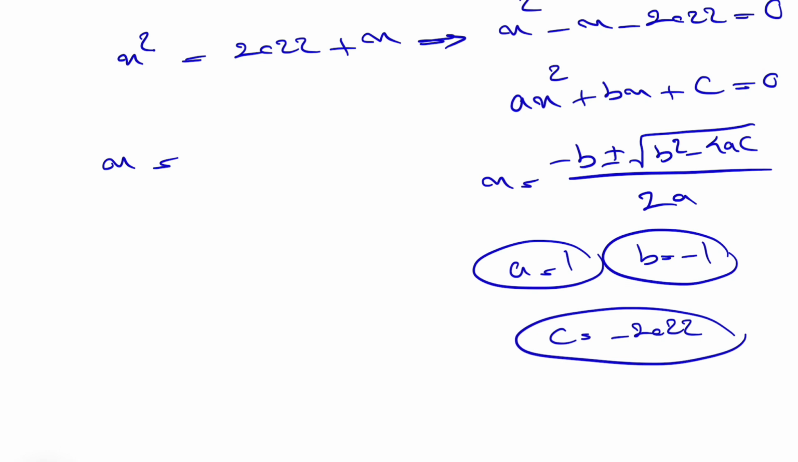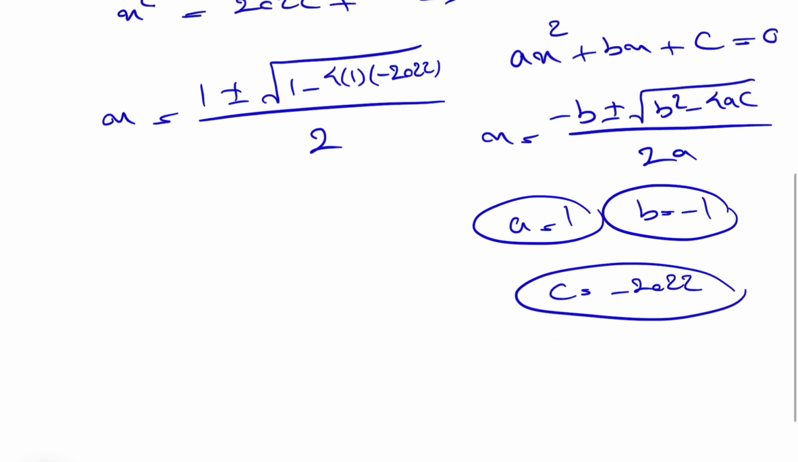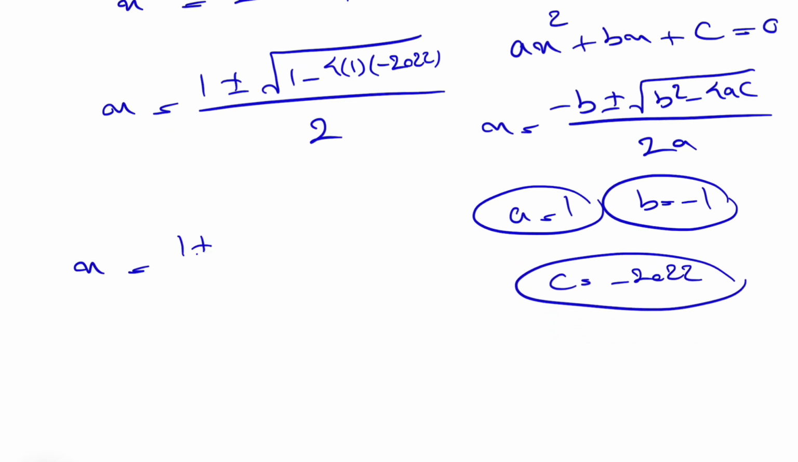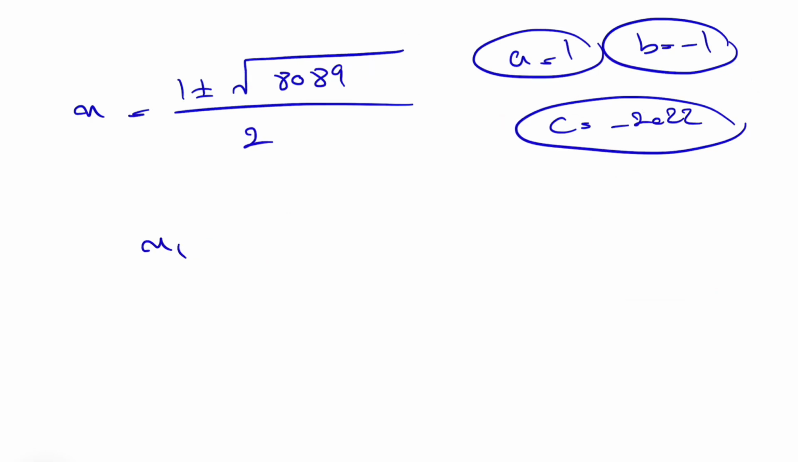We have minus b, which is minus minus 1, plus or minus the square root of b squared, which is 1, minus 4 times a times c, which is minus 2022, divided by 2a, or 2. So we'll have x equal to 1 plus or minus the square root of 4 times 2022 plus 1, which is 8088 plus 1, 8089, divided by 2. And so we have two answers in here.